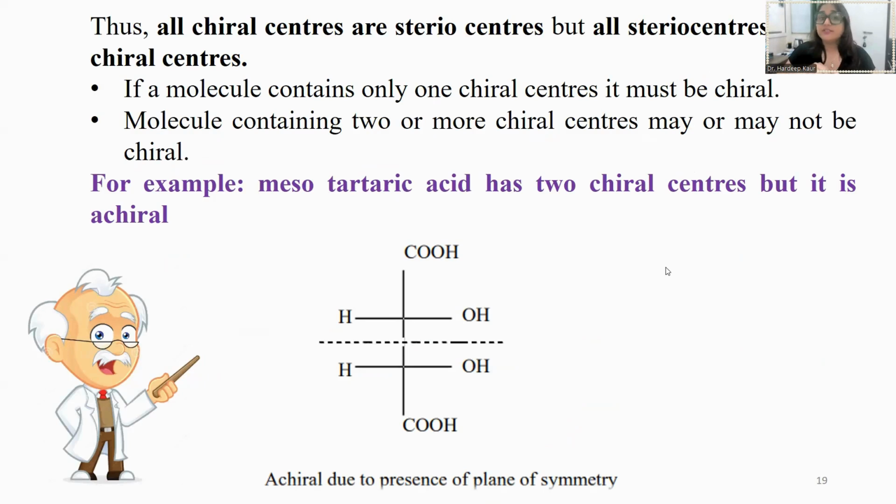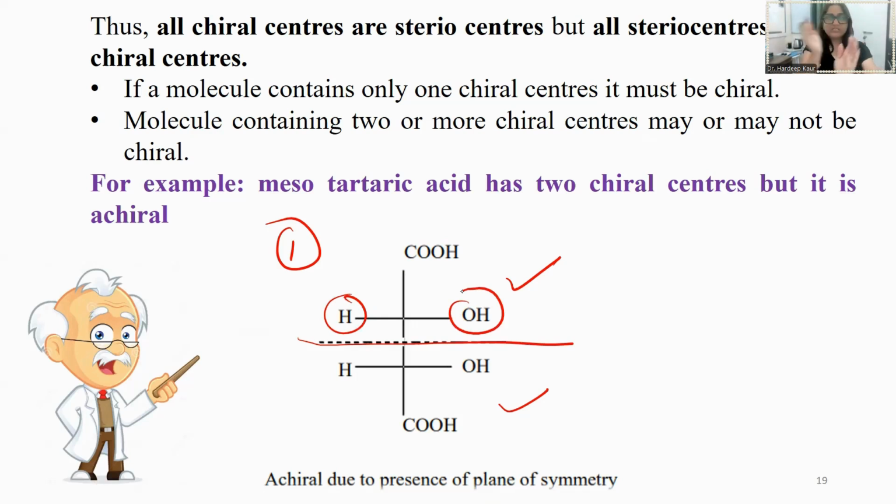And if a molecule contains only one chiral center, it must be chiral. A molecule containing two or more chiral centers may or may not be chiral. I'll take one example, tartaric acid, in which there is a hypothetical plane which can cut this compound in two halves. So it is achiral. There can be a stereogenic center, you can interchange it, but it is achiral due to the presence of a plane of symmetry.